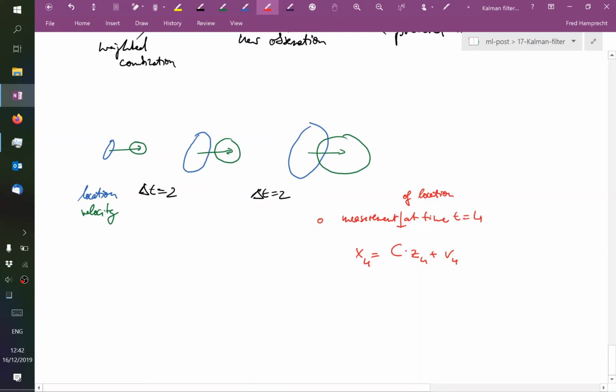And in this example here, I'm using as a state space location and velocity. So this vector z here is 4-dimensional, but my measurement of location is only 2-dimensional. And this operator c here is a projection from 4D space to 2D space. All right. So we have our new measurement here, and now we need to compute the posterior.